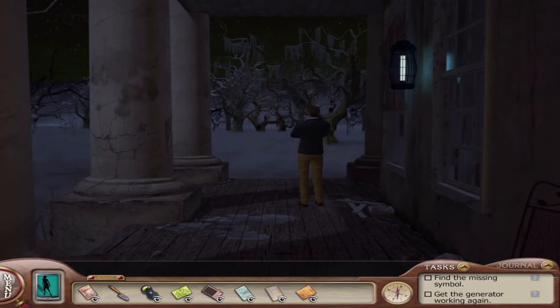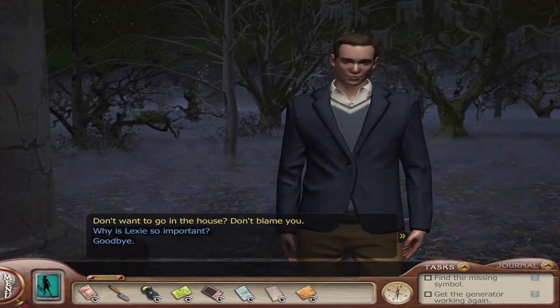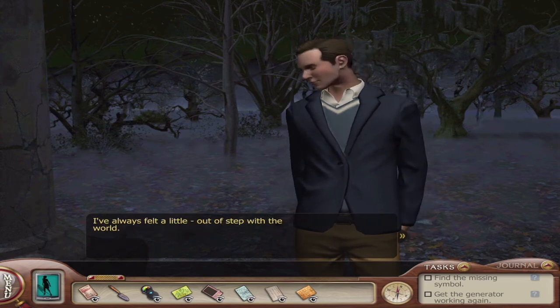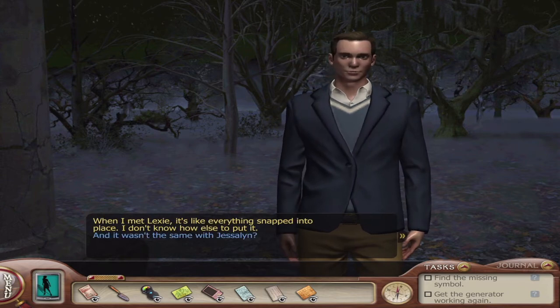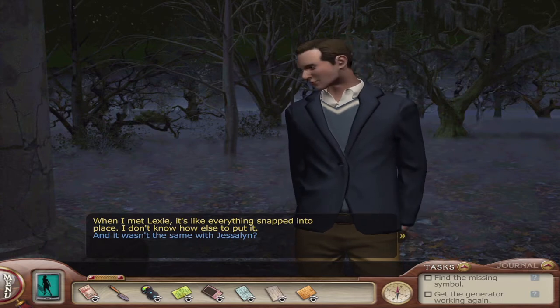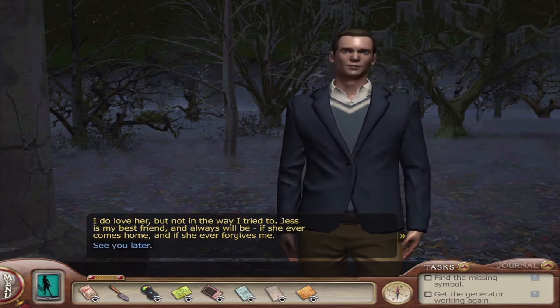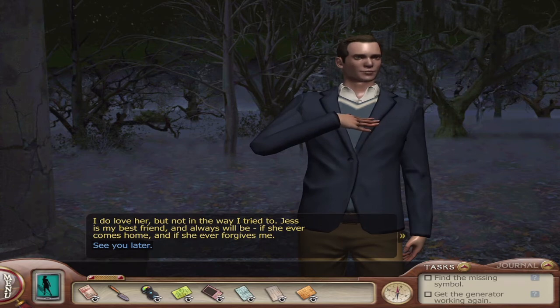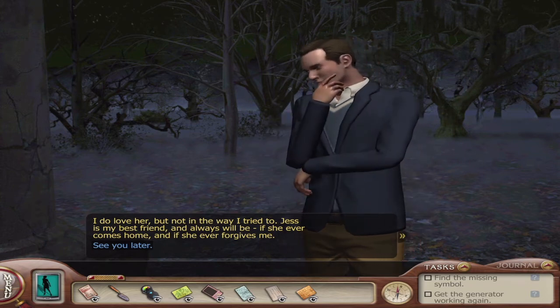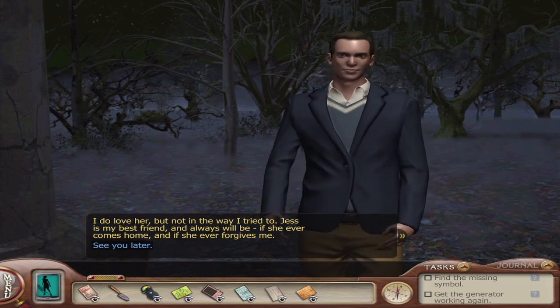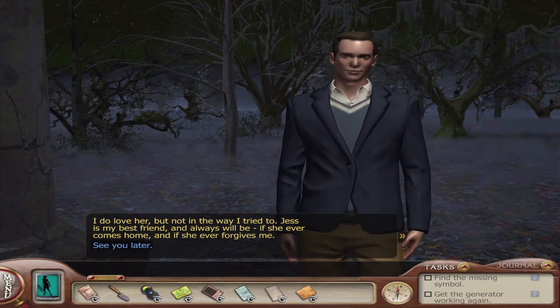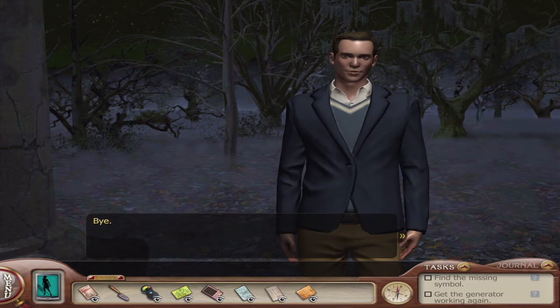Oh, come on. Don't want to go in the house? Don't blame you. Why is Lexi so important? I've always felt a little out of step with the world. When I met Lexi, it's like everything snapped into place. I don't know how else to put it. And it wasn't the same with Jessalyn? I do love her, but not in the way I tried to. Jess is my best friend, and always will be. If she ever comes home, and if she ever forgives me. Yeah, I'm fairly certain she feels the same way, Colton. See you later. Bye.